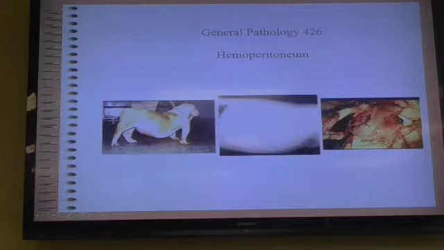And hemoperitoneum. That's it. Actually, this is hemoperitoneum, but that's not from a dog. That's actually from a horse. But anyway, that's the blood in the peritoneal cavity.